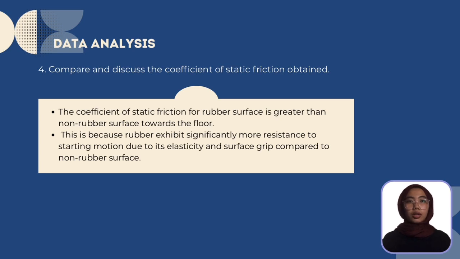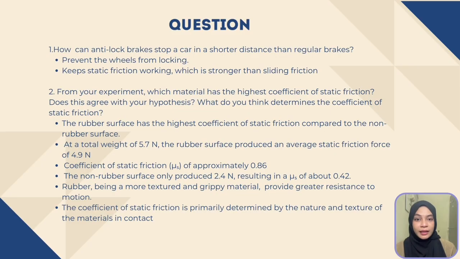This is because the rubber exhibits more resistance at initial motion due to its elasticity and surface grip compared to the non-rubber surface. I'm going to discuss some key concepts related to friction and how they apply to everyday situations like stopping a car. Let's start with a crucial safety feature, anti-lock brakes. The question is, how can anti-lock brakes stop a car in a shorter distance than regular brakes? The answer lies in how they manage friction.